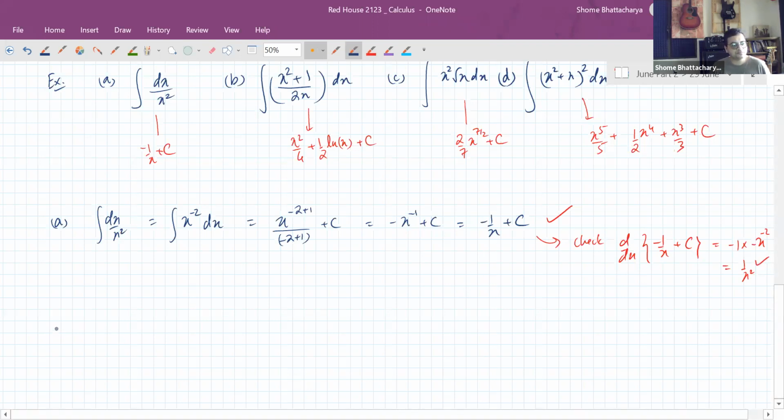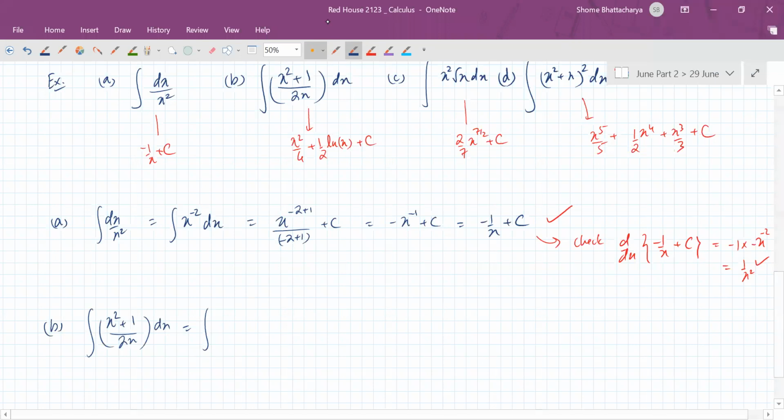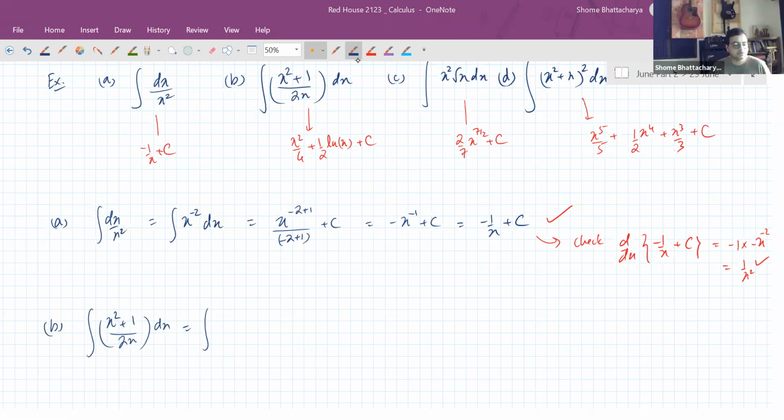Okay. Similarly, the second one, you have to just simplify it a little bit first. So separate it out into two terms. Yes, any doubt?